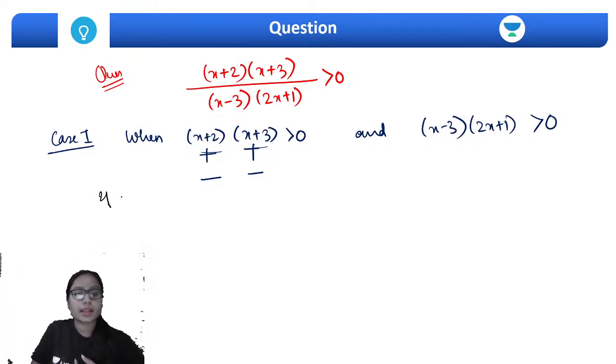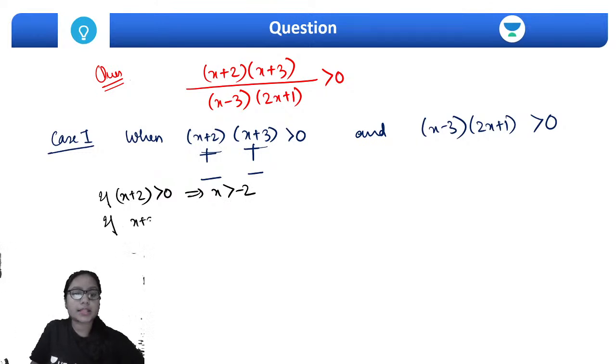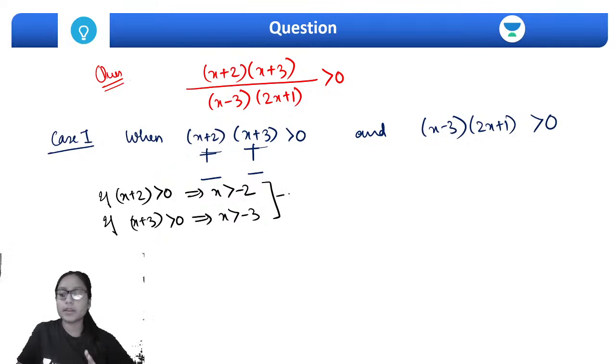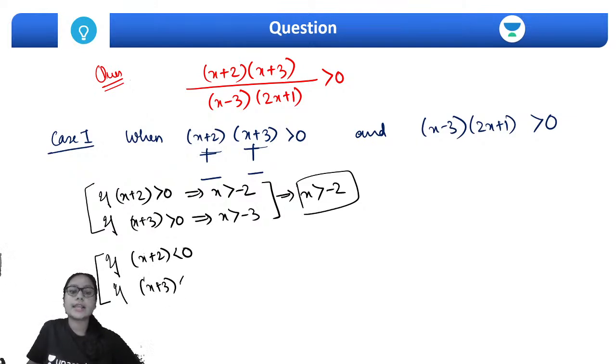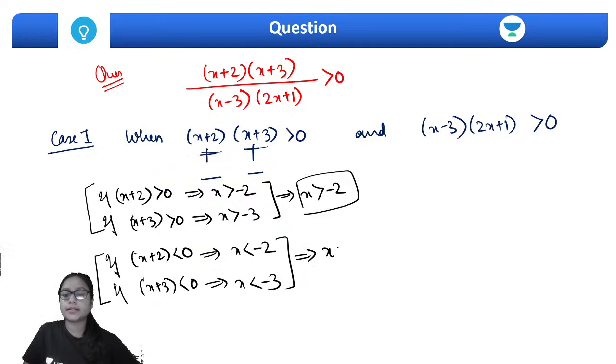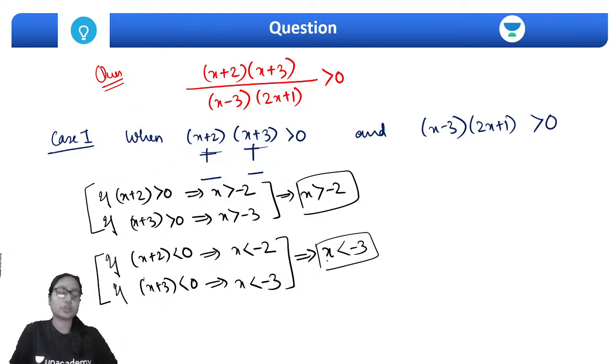If x plus 2 is positive, this means that x is greater than minus 2. If x plus 3 is positive, it means that x is greater than minus 3. Now in this case, I will consider the common value, hence x is greater than minus 2. Okay, let's see the next one. Let us consider both these quantities negative. So in this sub case, when x plus 2 is less than 0 and x plus 3 is less than 0, this means that x is less than minus 2 and x is less than minus 3. From here we get the common value that x is less than minus 3. So we have got these two values of x.